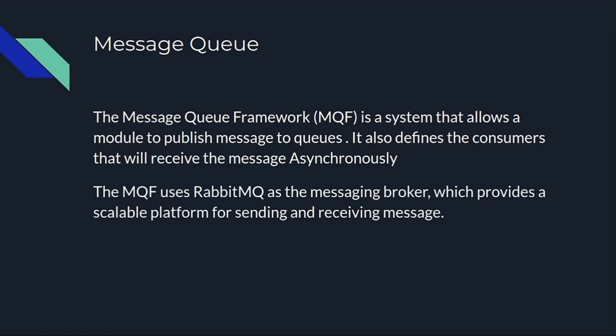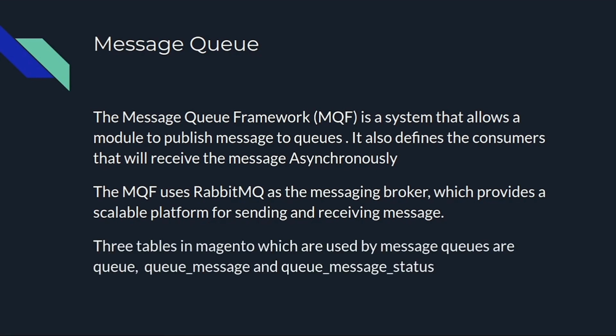Message queue framework uses RabbitMQ as a messaging broker, which provides a scalable platform for sending and receiving the message. There are three tables in Magento which are used by the message queues. Those are queue, queue message, and queue message status. Queue contains the list of queues. Queue message contains the message data in the JSON format. And the queue message status tells the status of the message in the queue, that is, whether the message is executed or not.